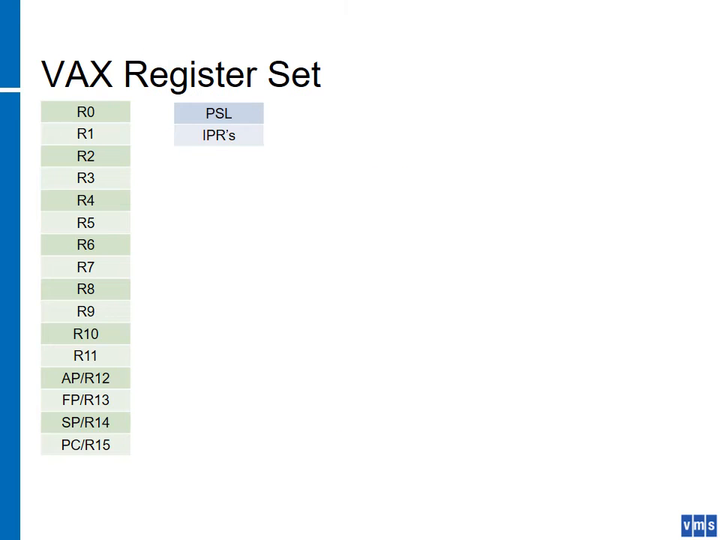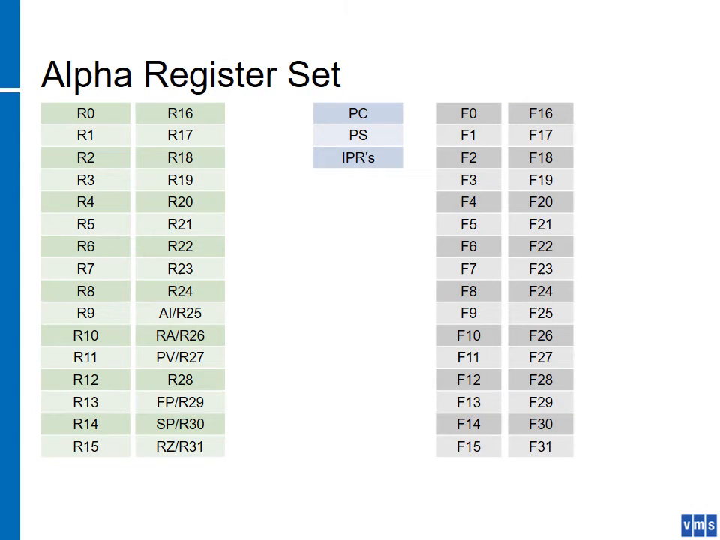The register set. I'll go over this fairly quickly. The VAX register set: 16 general purpose registers, although in VMS, of course, some of these do have special purposes like the program counter and the stack pointer. A processor status longword and several internal processor registers are there to support the operating system. The Alpha, again, has 32 general purpose integer registers. Some of those have a dedicated meaning within the context of OpenVMS. It also has 32 floating point registers, a dedicated program counter, a processor status word, and internal processor registers again.